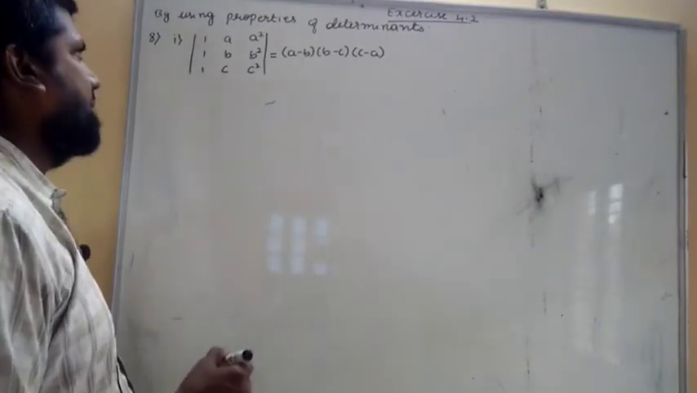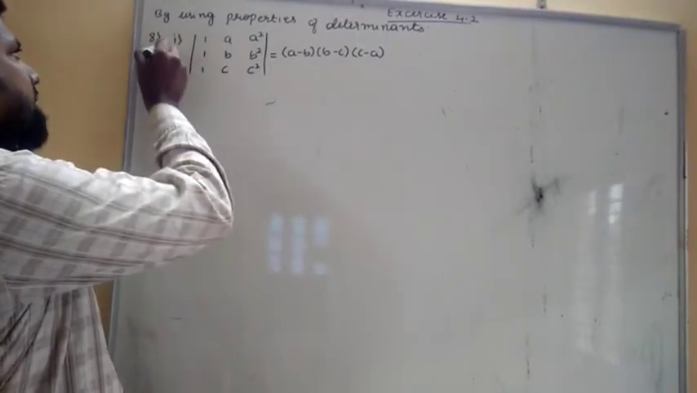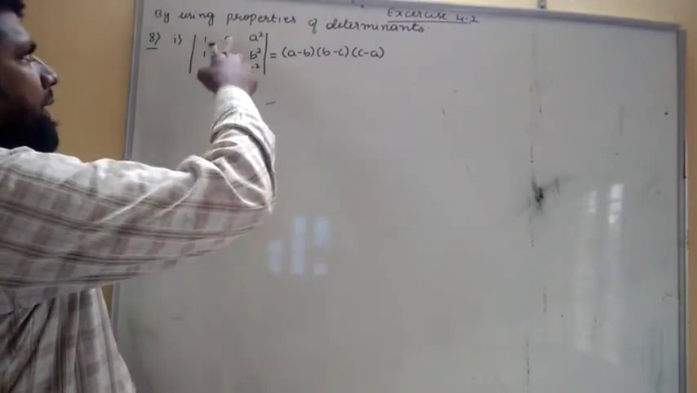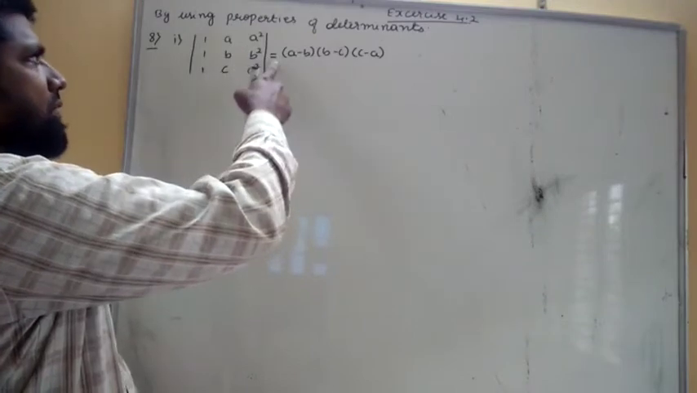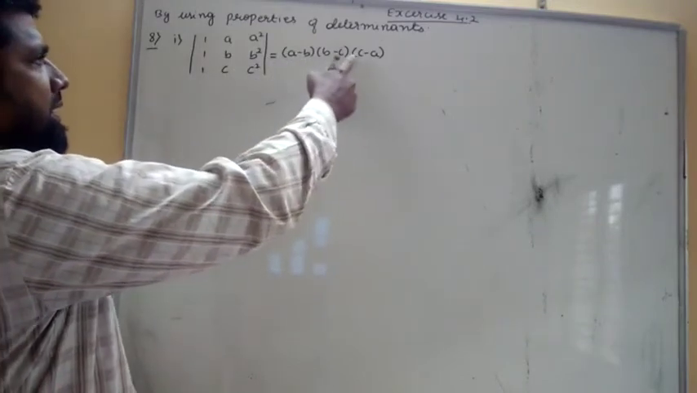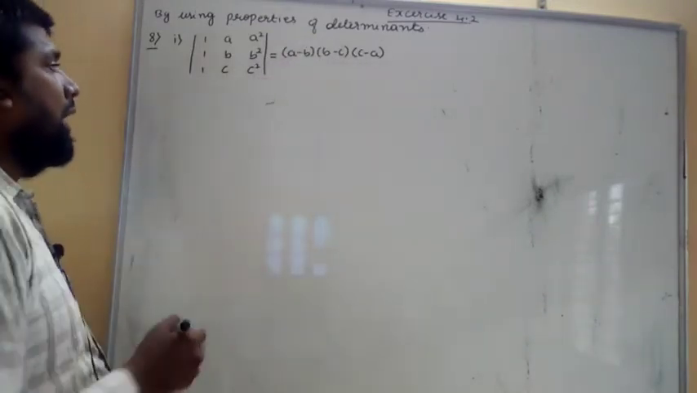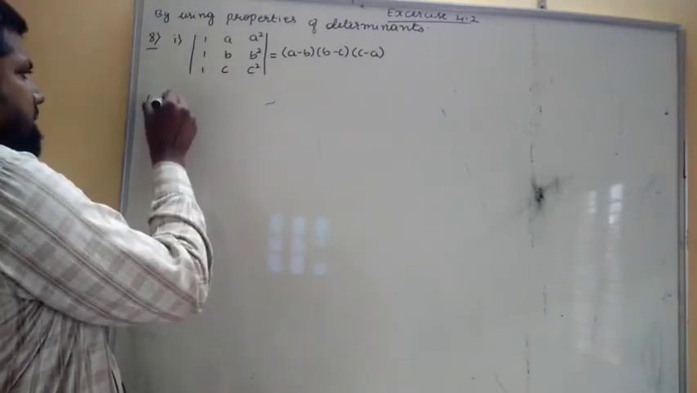Let us go for the next problem. In the eighth one, first problem. 1A, A square, 1B, B square, 1C, C square is equal to A minus B, B minus C, then C minus A. Let us take an LHS.